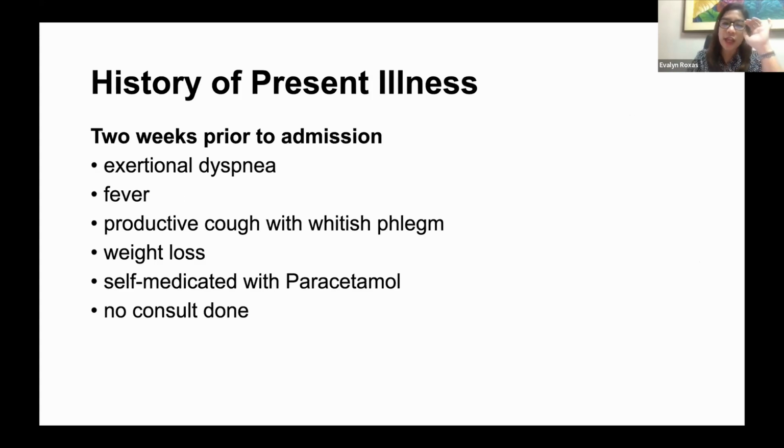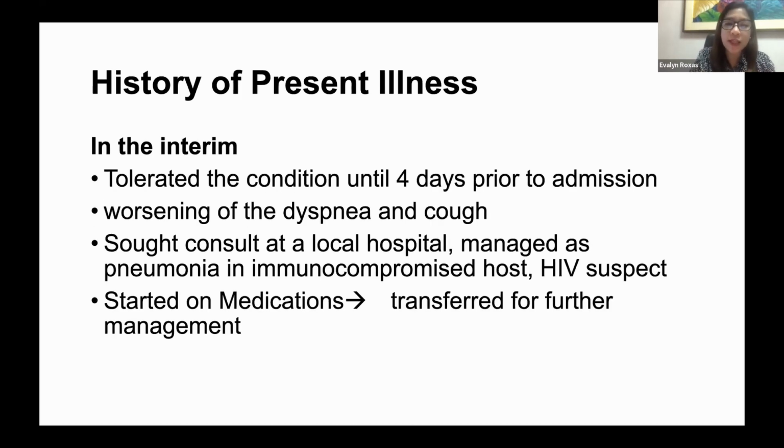So history started 2 weeks prior, when the patient experienced exertional dyspnea, also febrile with a productive cough. He also noted weight loss, and he just self-medicated with paracetamol. So there was no consult done initially. In the interim, he tolerated the condition until 4 days prior to admission. There was a note of worsening of dyspnea and even cough.